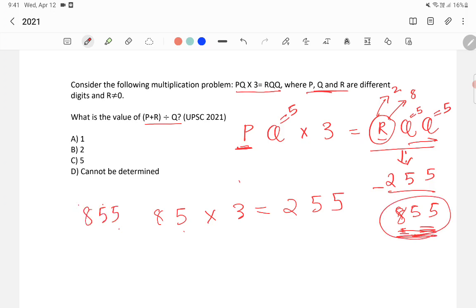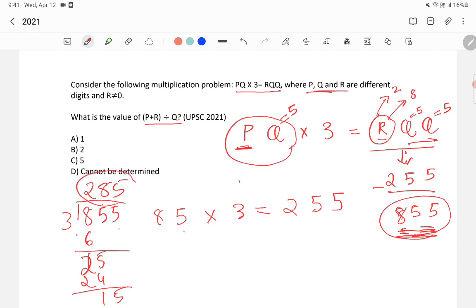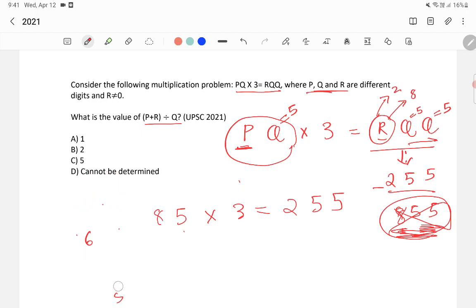Now let's see what we will get if I put 855 for RQQ. 855 divided by 3: 2 3s are 6, then 25, 8 3s are 24, then 15, then you will get 5 here. You are getting 285. But PQ is a 2-digit number, and you are getting a 3-digit number. So 855 will not work. So this is our answer. P is 8, Q is 5 and R is 2.